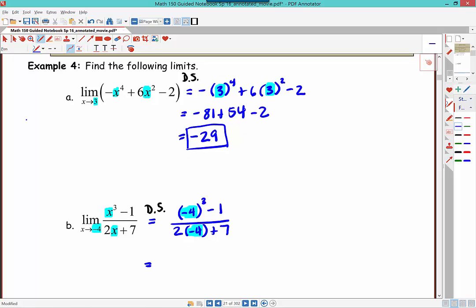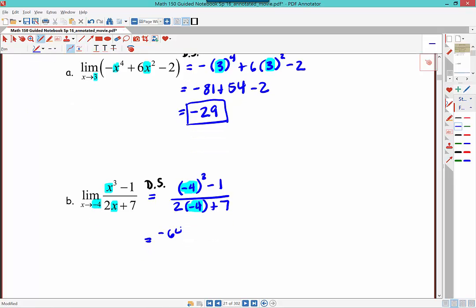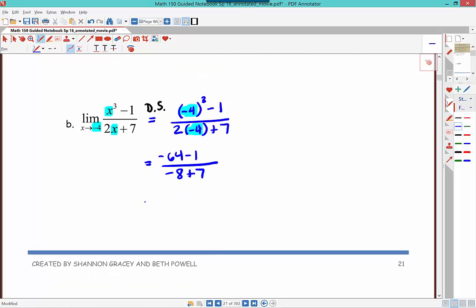So what happened was I get negative 64 minus 1 over negative 8 plus 7, which is negative 65 over negative 1, which gives us positive 65. Good so far? Awesome!